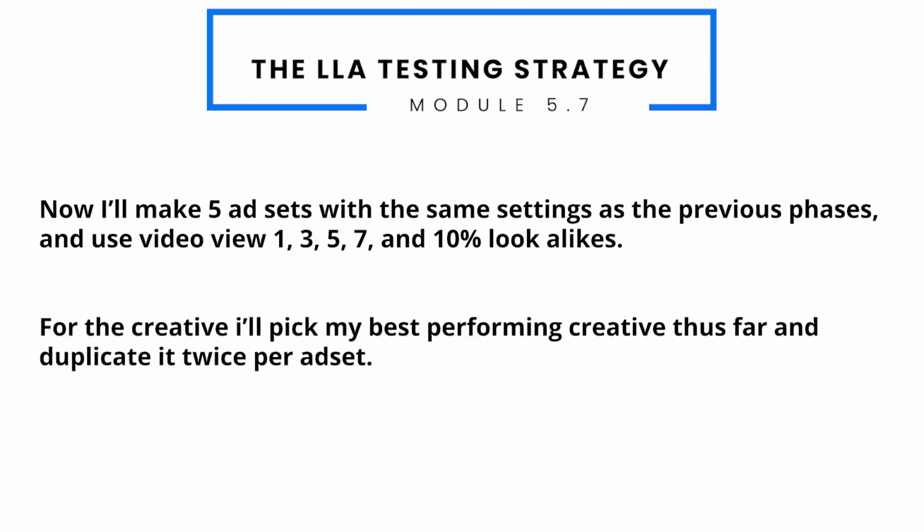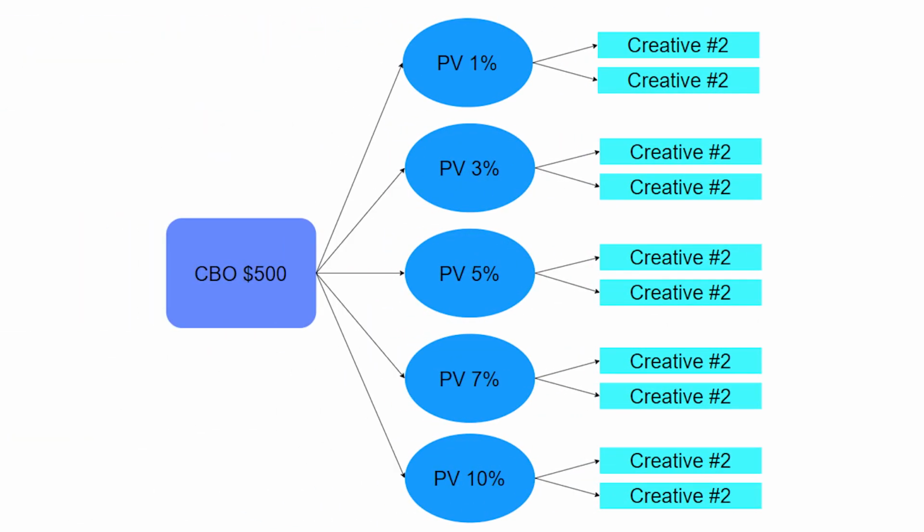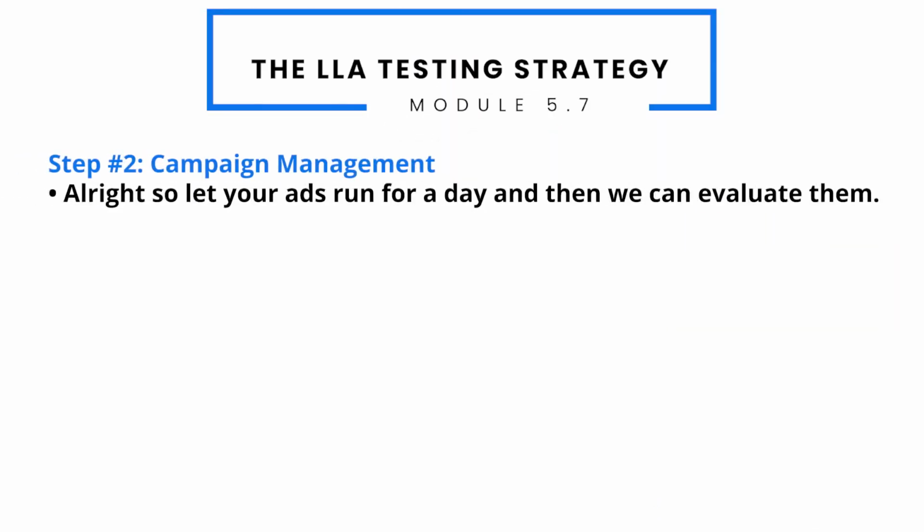For the creative, I'll pick my best performing creative thus far and duplicate it twice per ad set. So to recap, the entire structure looks like this: 1 campaign, 5 ad sets, and 2 ads per ad set for a total of 10 ads. Alright, so let your ads run for a day, and then we can evaluate them.